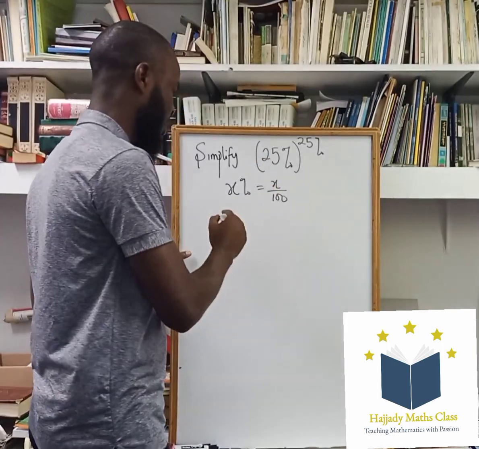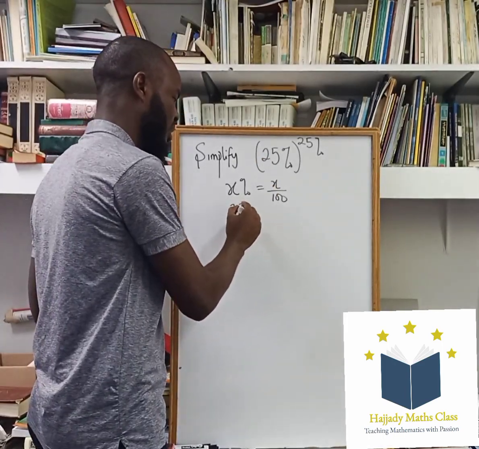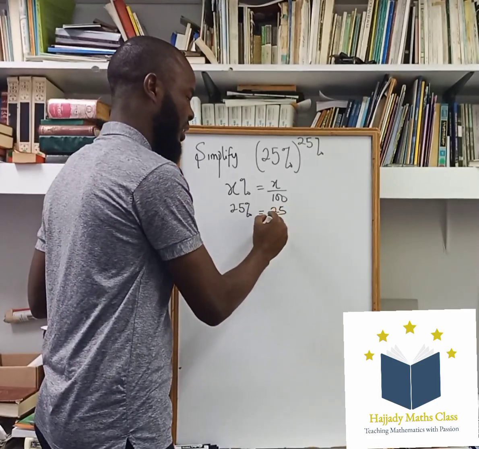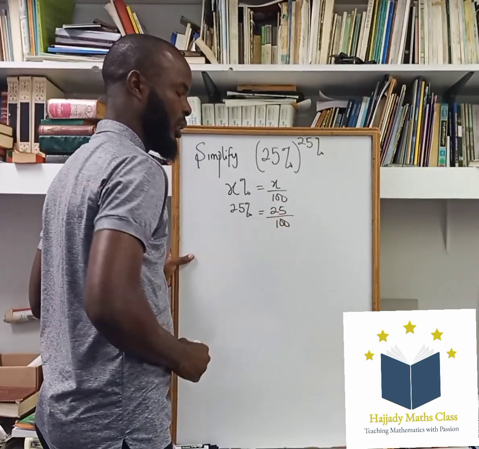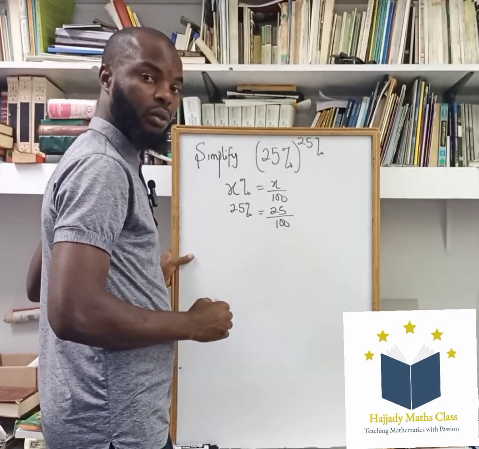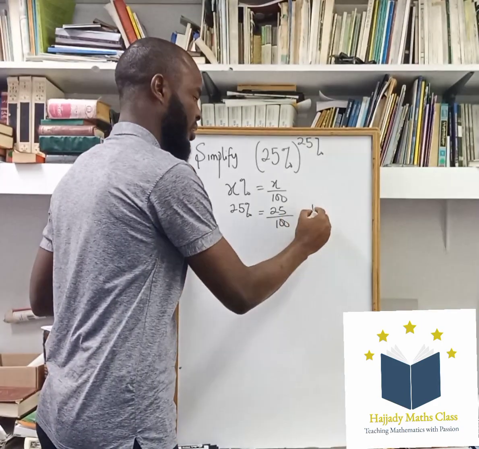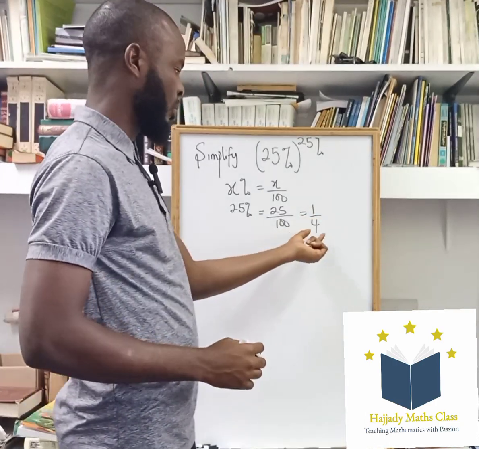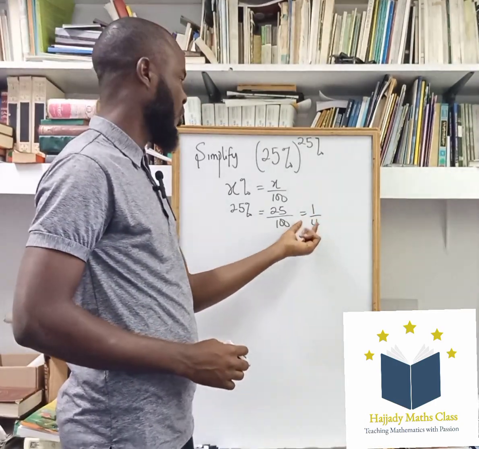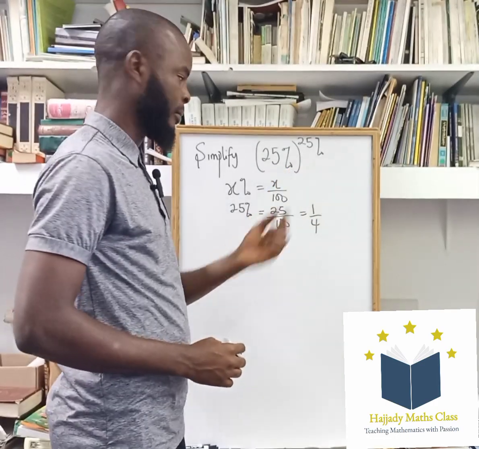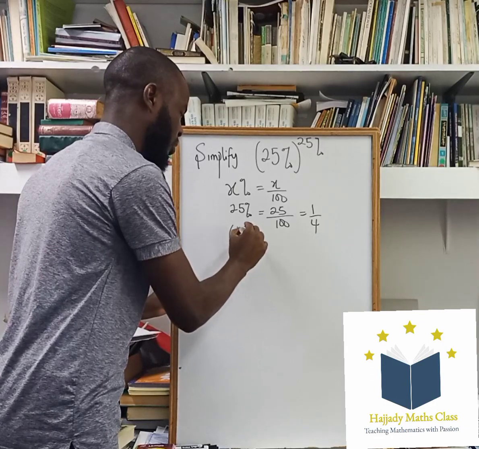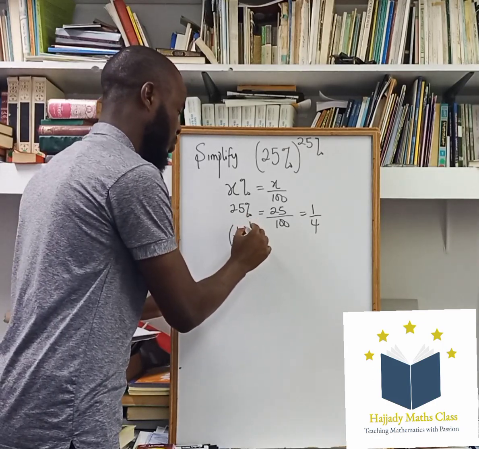Here we have 25%. We need to know that 25% is going to take the same form, which is going to be 25 over 100. Dividing 25 over 100 to the lowest term is the same thing as saying 1 over 4. So there's a need for us to plug in the value of this, which is 1 over 4, into the given question. Doing that, I'm going to have 1 over 4 to the power of 1 over 4.